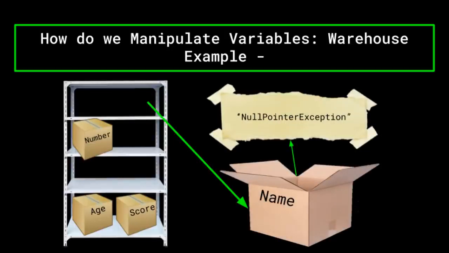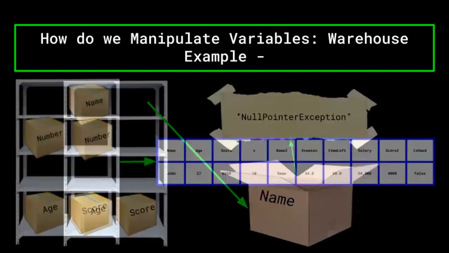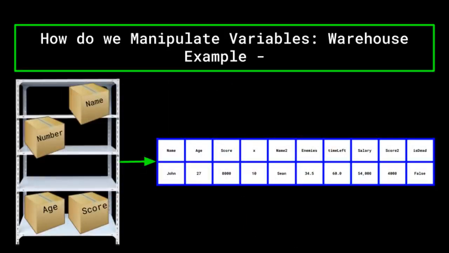This is what the computer does, except the storage facility is the memory in your computer, the box is a variable, and the contents of the box are whatever the variable is set to be equal to. Anytime you want to know the contents of the name variable, you can simply call it, and the computer will pull the information that is stored in that variable and use it however the user sees fit.